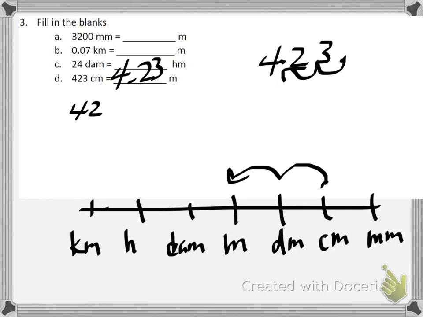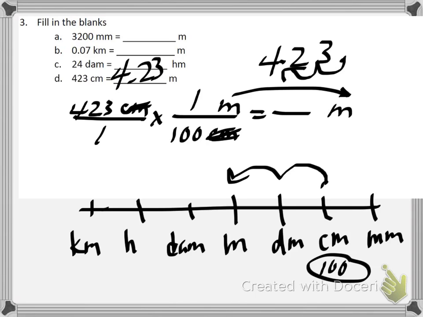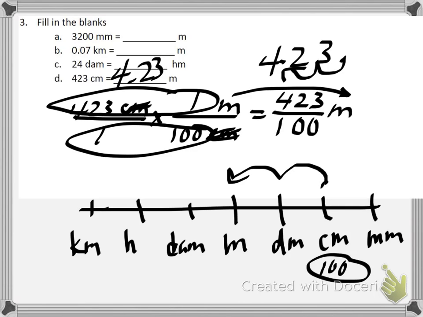And once again, we could always do this with our conversion factors. 423 centimeters over 1 times, and we know centimeters goes on the bottom because it's being canceled, and meters on the top because that's what's going to go into our answer here. And then a meter is larger, and the number that goes with meter and centimeter, cents is 100, 100 years in a century, and 100 cents in a dollar. Then we can cancel centimeters. So the numerator, 423 times 1, 423, and then 1 times 100 is 100. And 423 divided by 100 is 4.23.